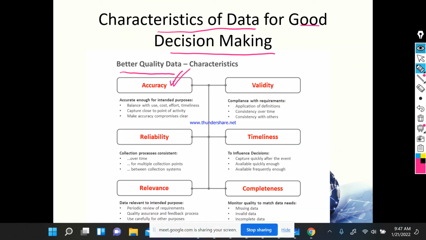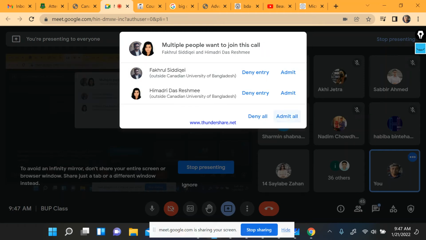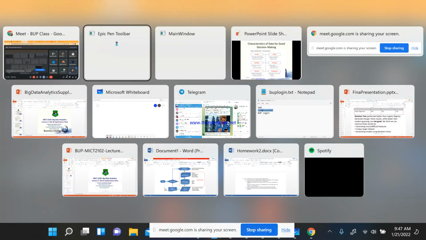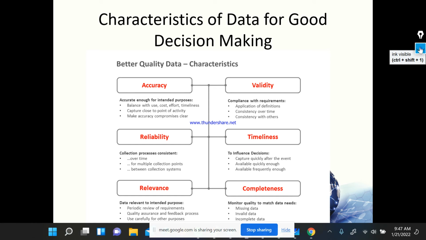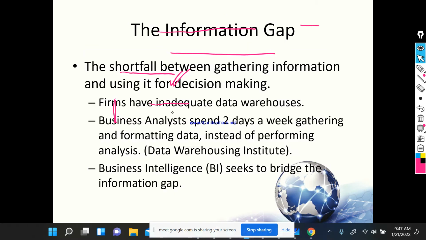All right, so accurate enough for intended purpose. You know what happens? The challenge lies here sometimes. Why? Because the domain is so vulnerable that accuracy of the data is difficult to determine sometimes. See, capture close to the point of activity.